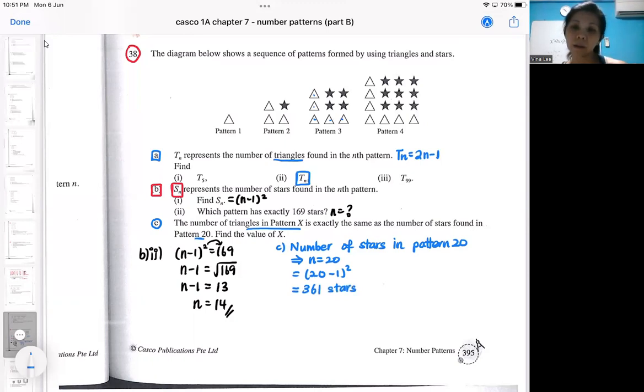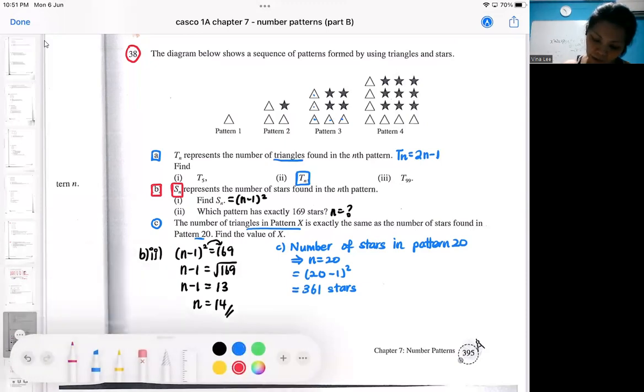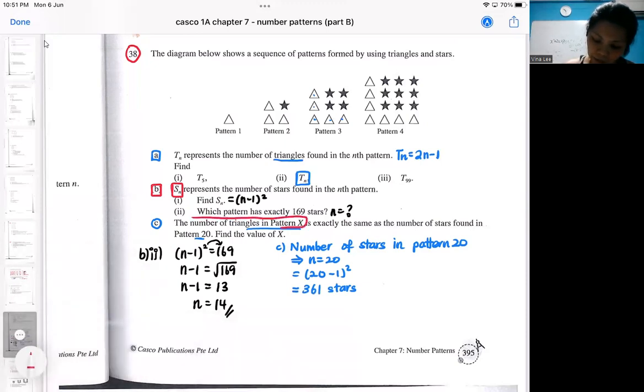The number of triangles in pattern X. So what does it mean by pattern X? Pattern X means Tx, because Tn is the number of triangles in pattern n. So Tx will be 2x minus 1. So they said that they are the same. So you do your algebra.